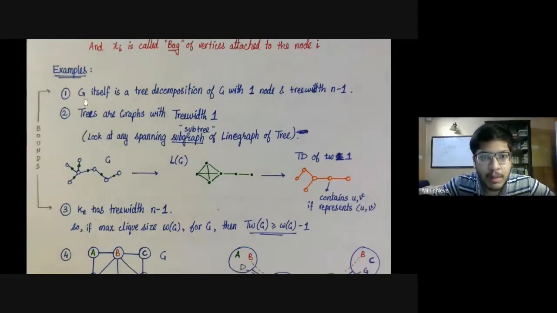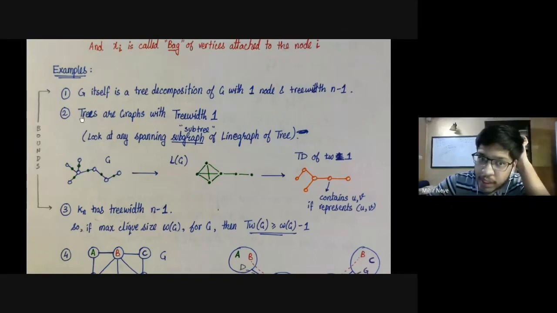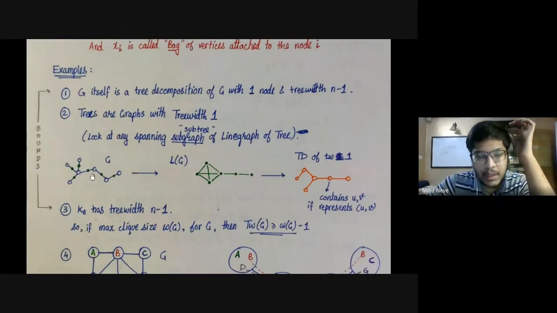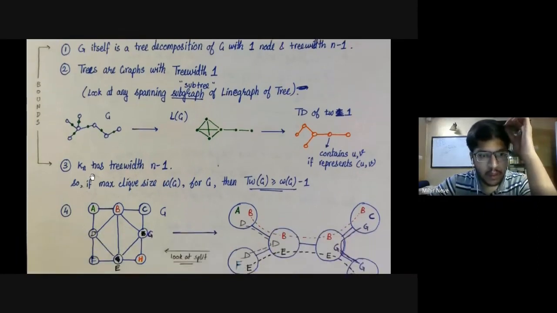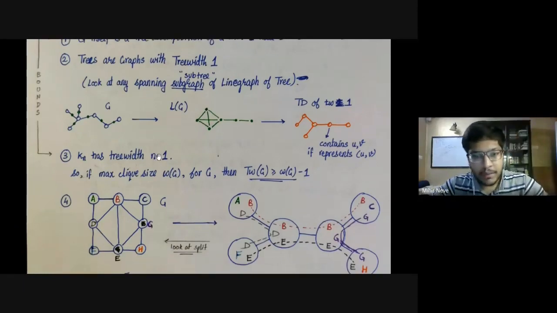In general, these are some results. G itself is a tree decomposition of itself, which has only one node. This is something very trivial. And this tells me that the tree width is bounded above by n-1. Trees are graphs which have tree width of 1. This is simple to see, so I'll just skip this for the time. And Kn has tree width of n-1. This is a very interesting thing. If we have time after the talk, we can look at why this is true and give a proof. But this is a lower bound.